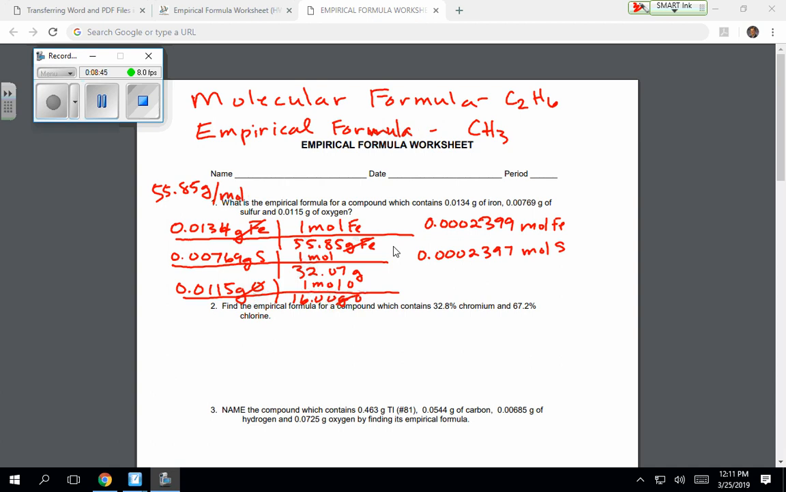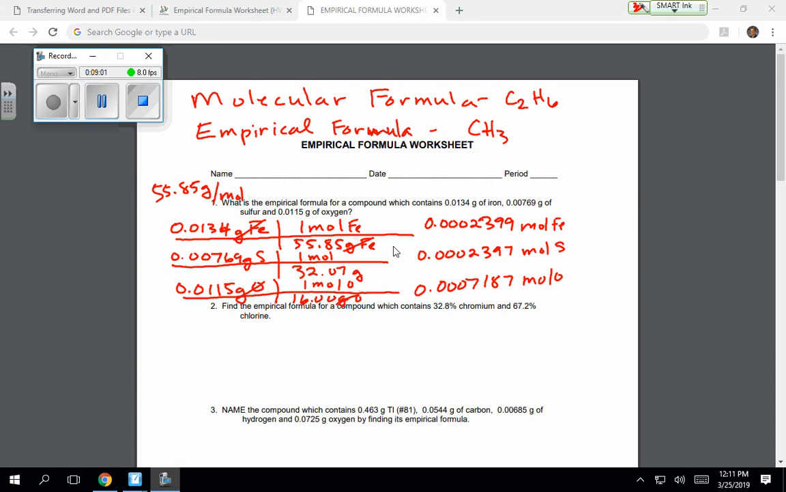Nick, you got that calculation there? No, I was writing down. Okay. 0.00071187. Moles of oxygen.